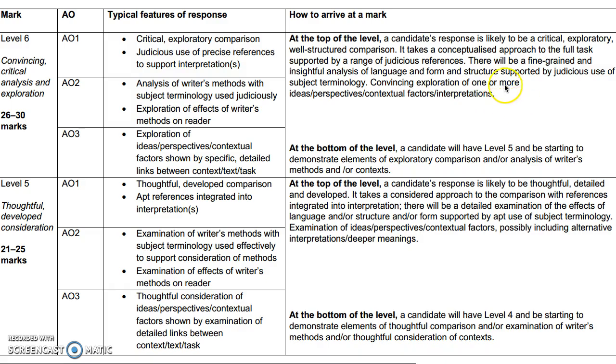Another advantage of that is that you will be doing this. There will be a fine-grained analysis. Now, fine-grained is a description of what you get in wood. It's very difficult to apply this to a piece of writing. An examiner is going to sit there and think, what on earth does this mean?